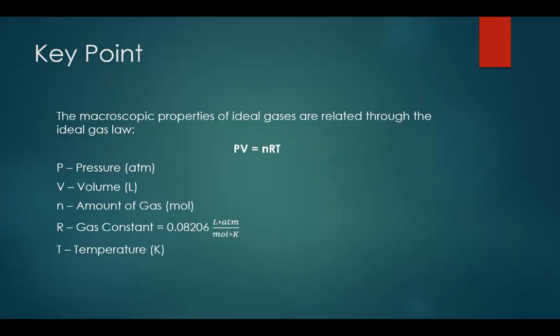So the key point is that the macroscopic properties of ideal gases are related through the ideal gas law. This gas law is PV equals nRT. It's also sometimes referred to as PIV-NERT. P is pressure in ATM, V is volume in liters, N is the amount of gas in moles, R is our gas constant, and this is a constant, so this is a number that never changes, and it's 0.08206 liters ATM per mole Kelvin. And T is temperature in Kelvin.